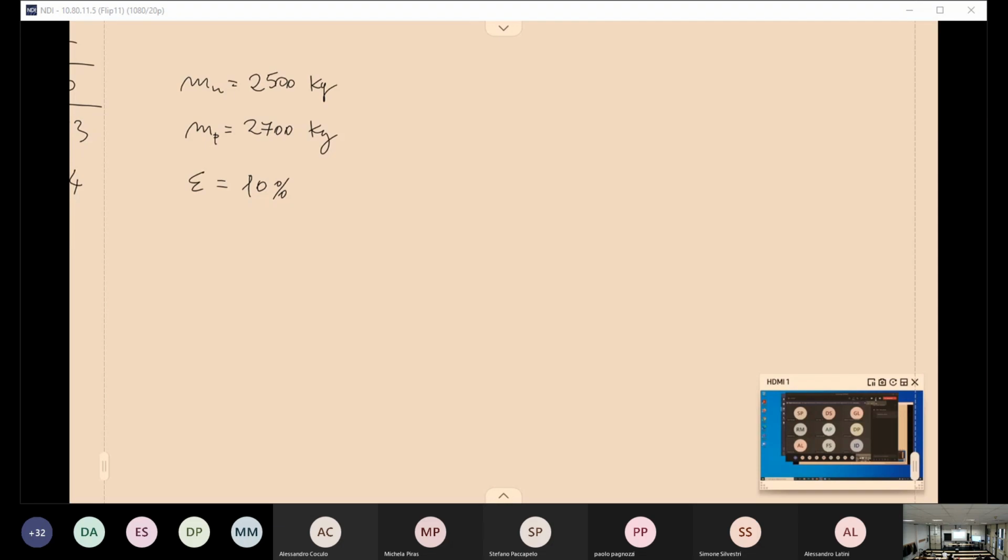So we consider now a space vehicle of initial mass of 2,500 kilograms. Initially, this is the payload mass of 2,500 kilograms, and then we have also a propellant mass which is more or less like the payload, 2,700 kilograms, and we know also that we have an inert mass fraction of 10%.